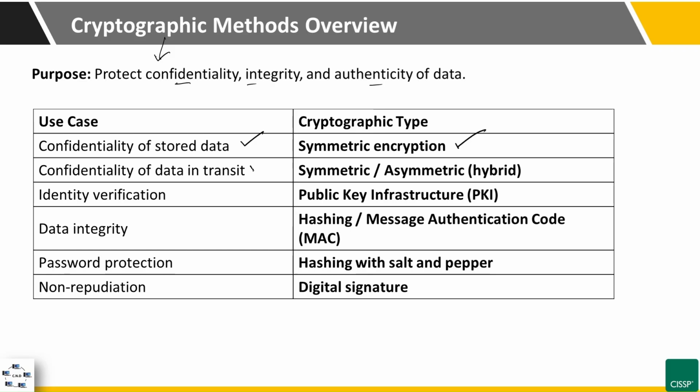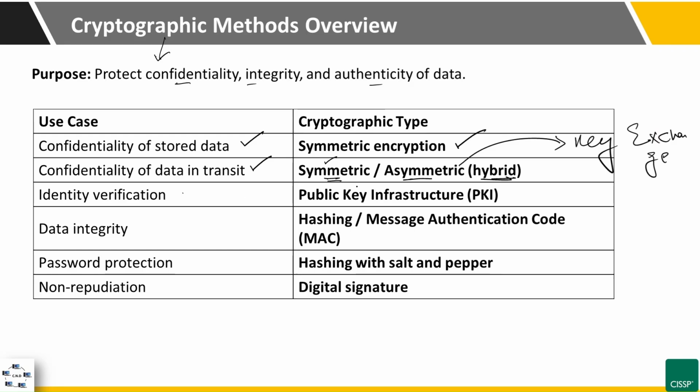Confidentiality of data in transit: again we use symmetric for data encryption. We also use asymmetric along with symmetric, but this is mainly used for key exchange. As we studied, in symmetric we need the same key for encryption as well as decryption. So how do we exchange the key securely? It is done through the asymmetric algorithm. So symmetric is used for data encryption along with asymmetric for key exchange. We can say we use a hybrid approach.